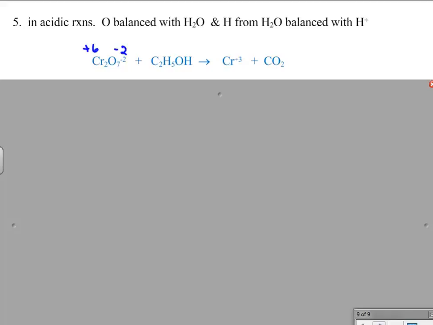I have ethanol. Ethanol is a polar molecule. I can still assign charges as if they were ionic. +1 for hydrogen, -2 for oxygen. If I add everything up, it turns out that carbon should be assigned a -2 charge in this compound. Remember, it's not ionic. We're just assigning charges for redox purposes.